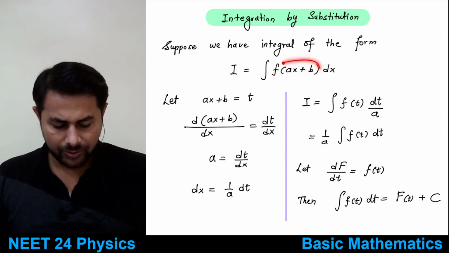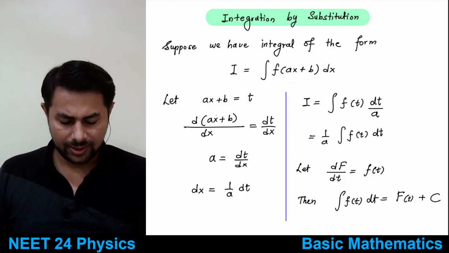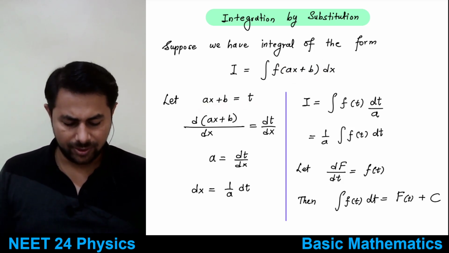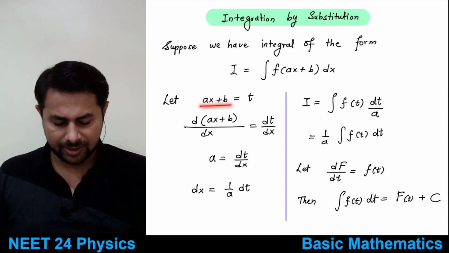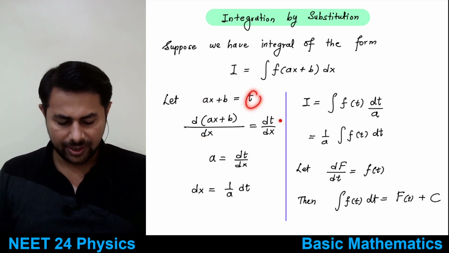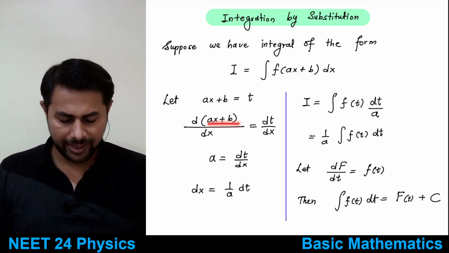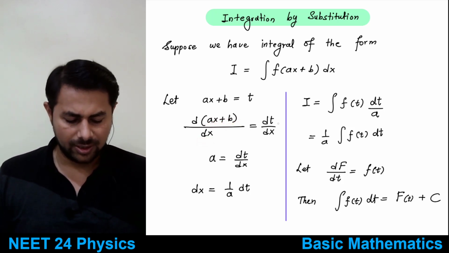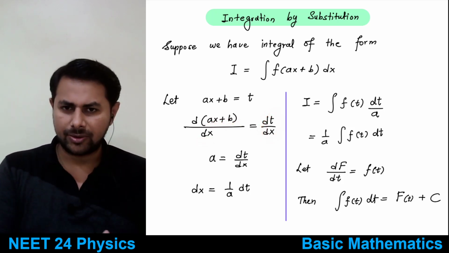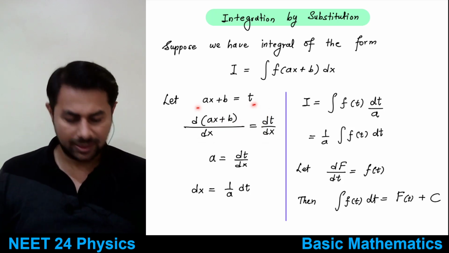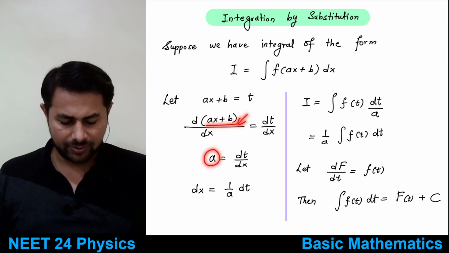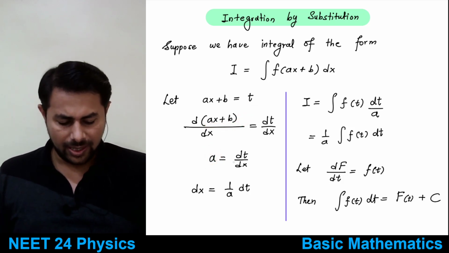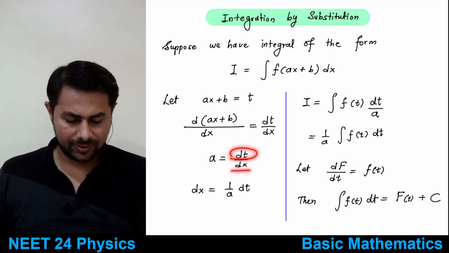Then what will you do? You will substitute ax plus b as t. If I substitute, then what do I get? If I take the derivative of ax plus b with respect to x, that will be equal to the derivative of t with respect to x. I am taking the derivative of the left hand side and right hand side. The derivative is just equal to a, and that is equal to dt by dx.